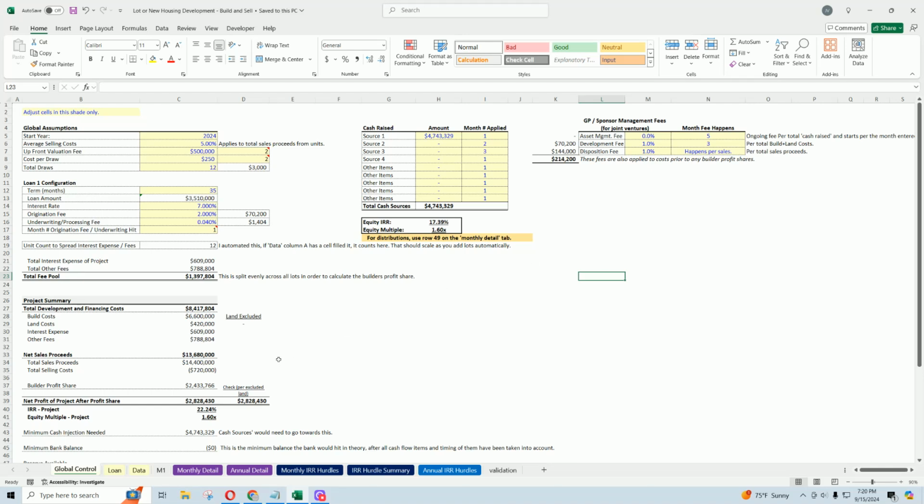Okay. Then we have just project summary. So your total development and financing costs, build costs, land costs, interest, other fees, net sales proceeds, total proceeds, selling costs. This all balances out. If you start doing the math, you could see the net profit of the project is 2.828.